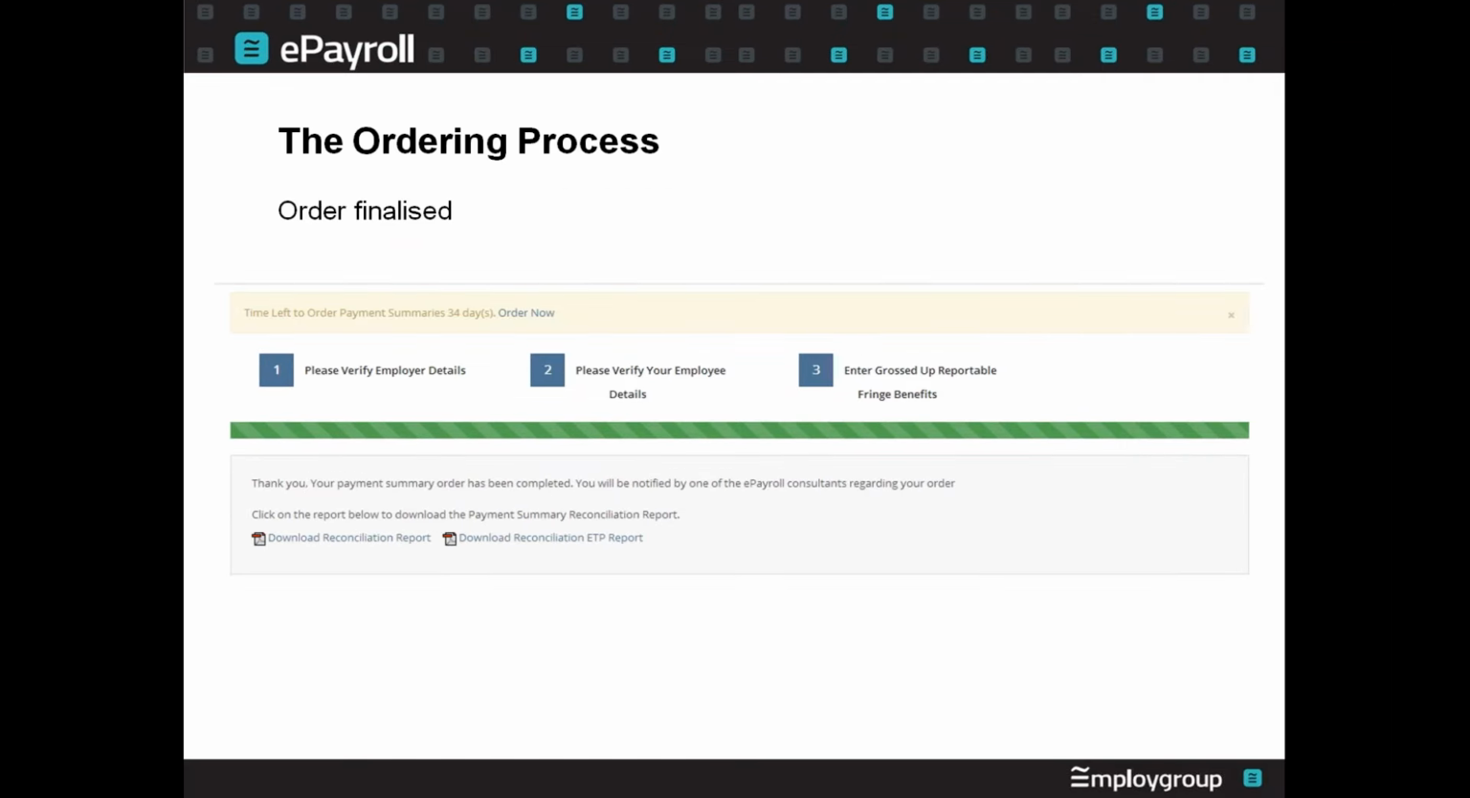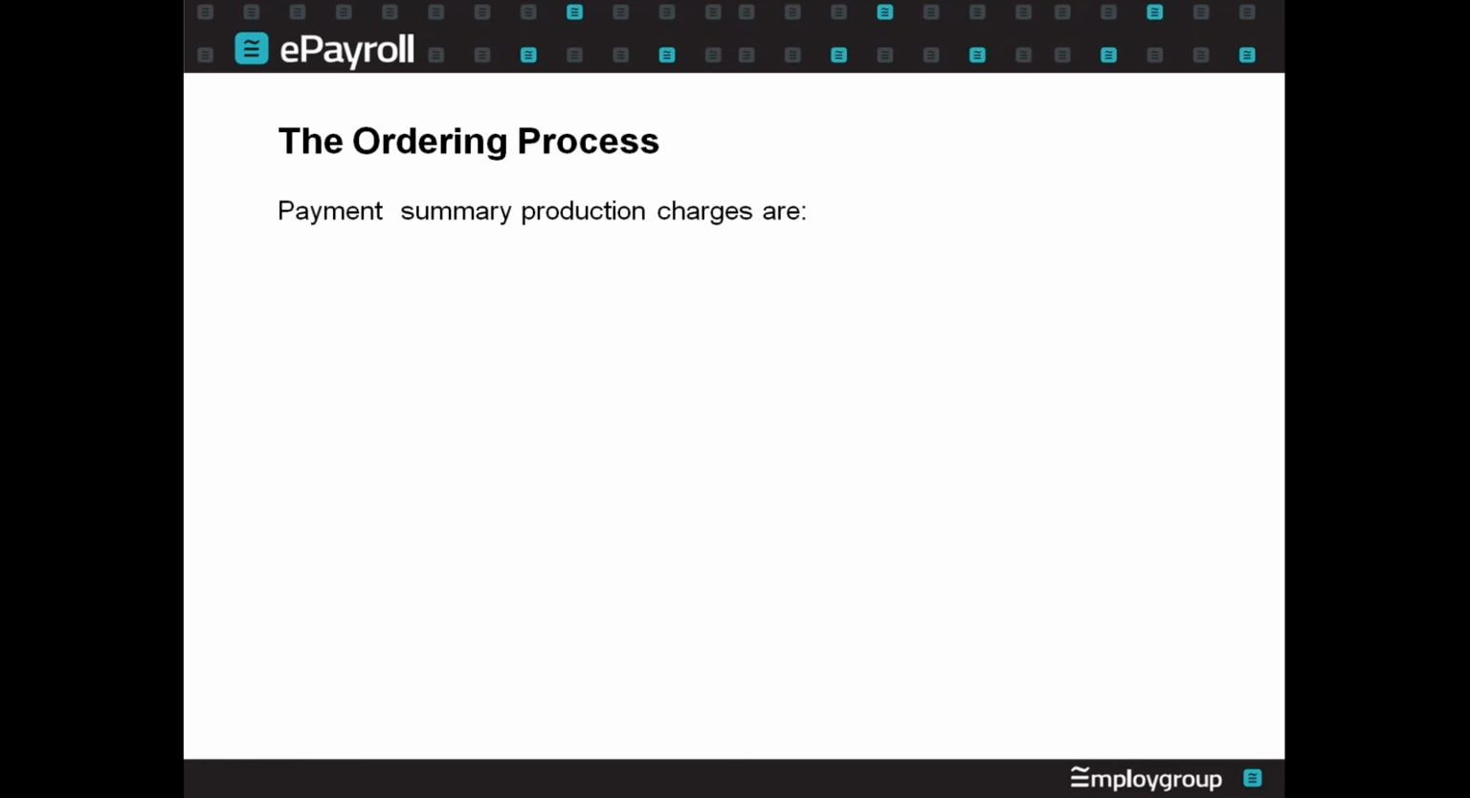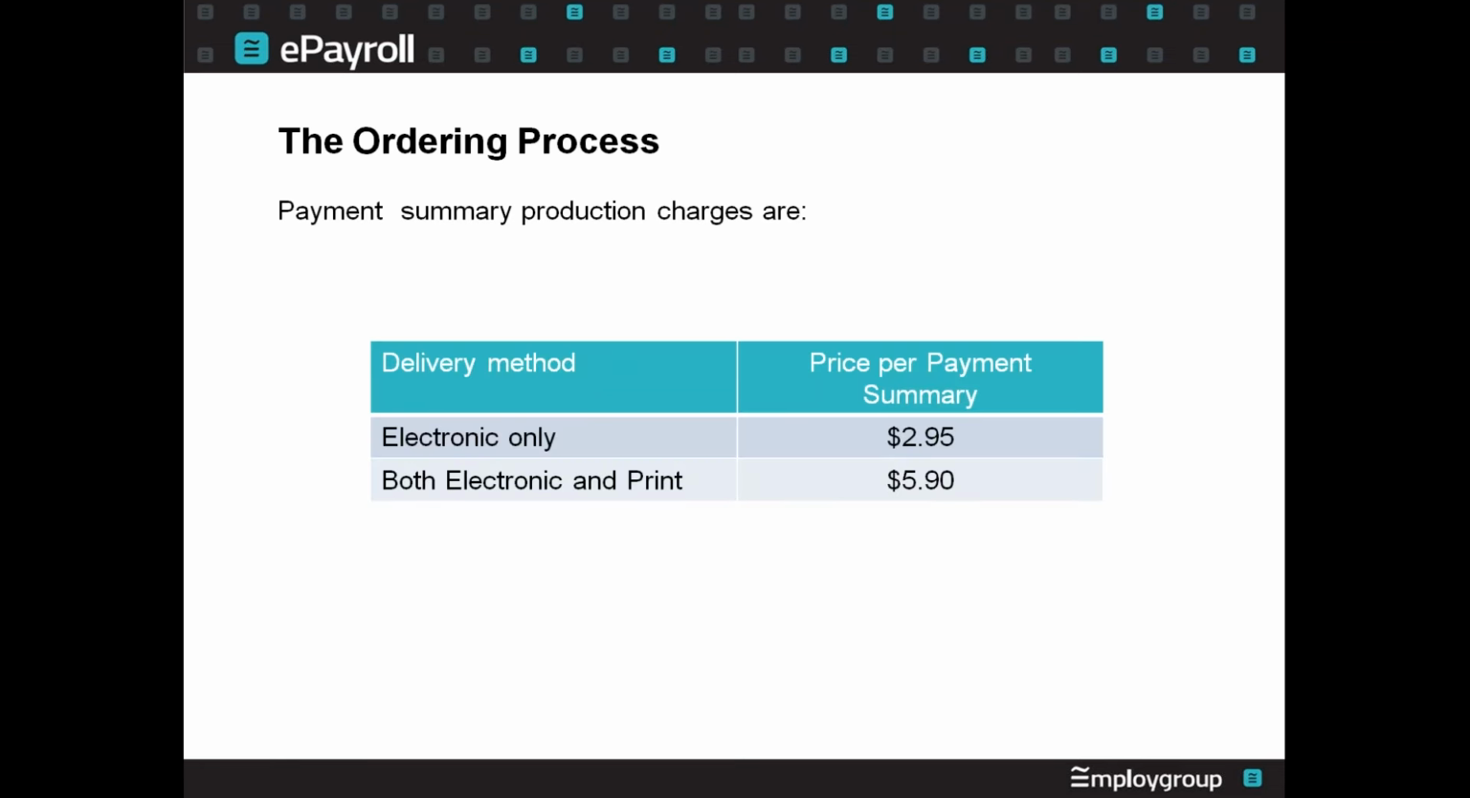After that, your order will be finalized and the payment summary tab, I should say, will disappear. So you should, just for your own records, download and sign these 2 reports just to make sure you have a record of them. The payment summary production charges are as follows. If you just want them electronic, they're $2.95 per payment summary. And if you want them electronic and printed and posted, they're $5.90 per summary.